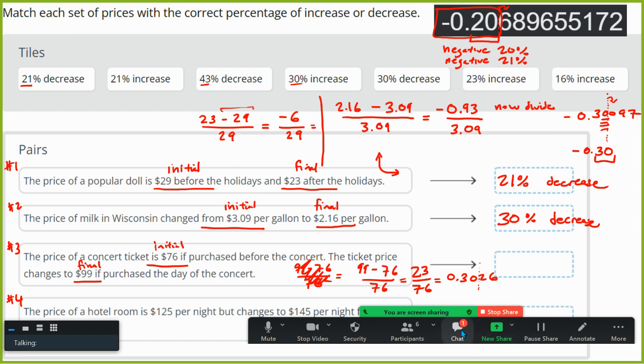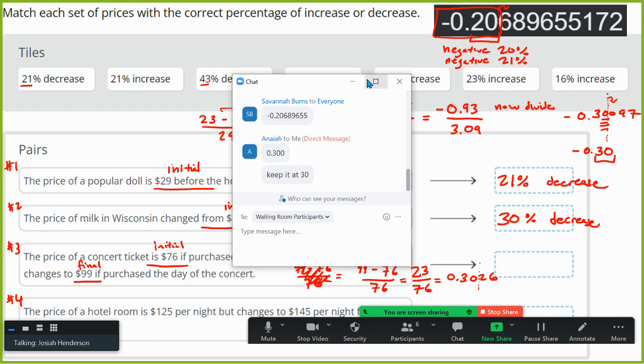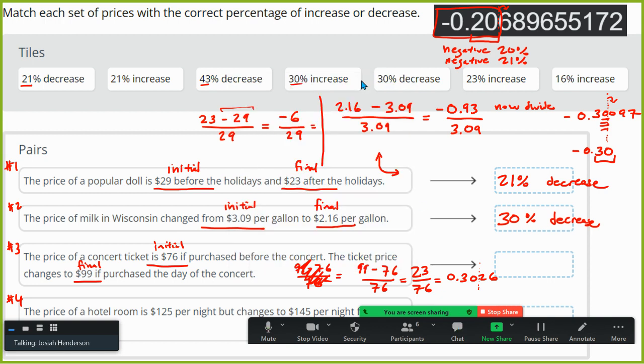All right, I see an answer in the chat. Keep it at 30, Anaya? Yes, we're going to keep it at 30. Why do we keep this one at 30 and not round it? Because the number to the right of where we're cutting it off, the 2, is less than 5. So that means keep the 30 as 30 and don't round up. This time, we're using an increase because it went from 76 up to 99. Our percent change was positive. So that's our clue that we're dealing with an increase.